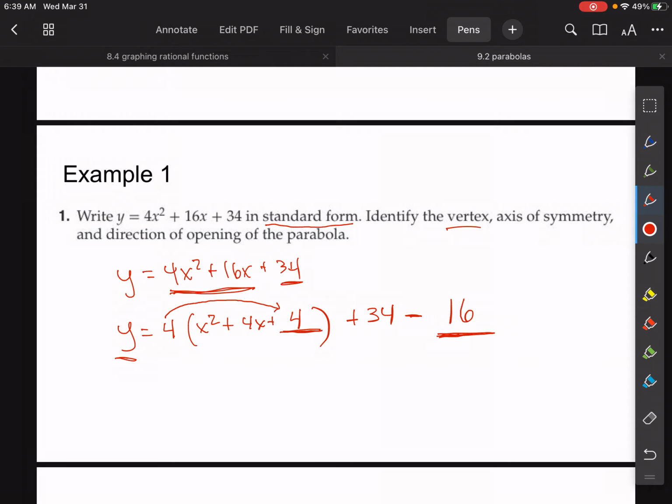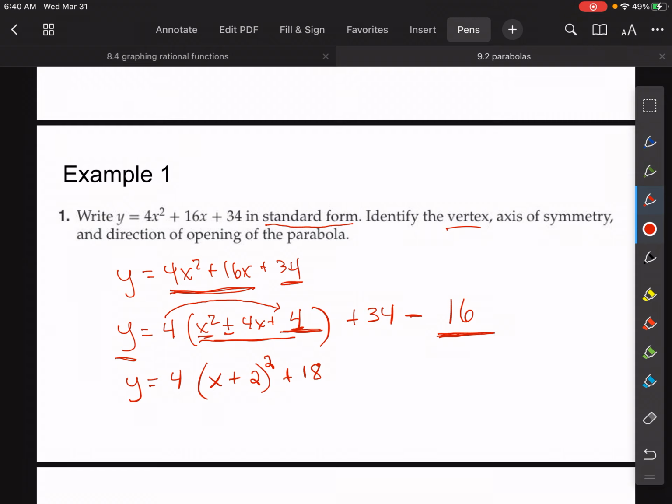Okay, so now what I'm left with is y is equal to 4. And the reason I complete the square here is because this now factors nicely. Remember, it's the root of that, which is x, with this sign. So it's plus, and then the root of my final term there, which is 2 squared. Okay, and now 34 minus 16 is equal to 18, so plus 18.